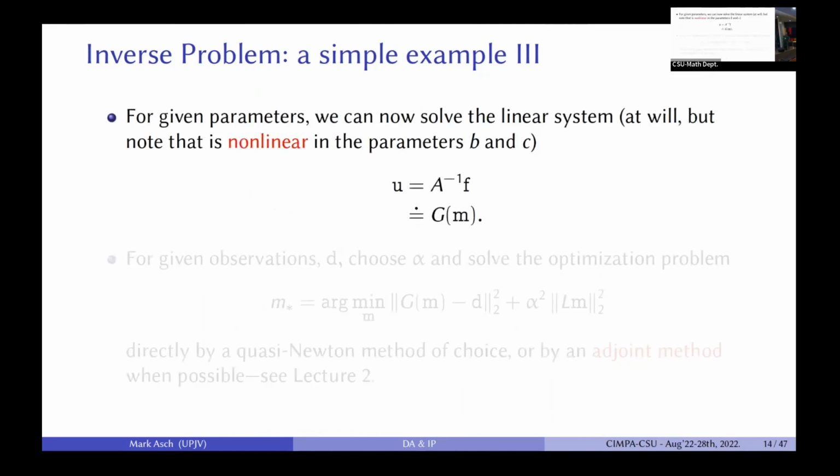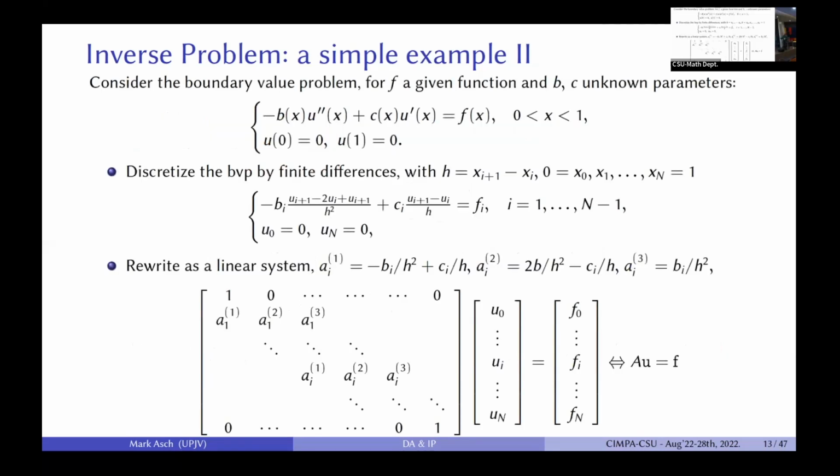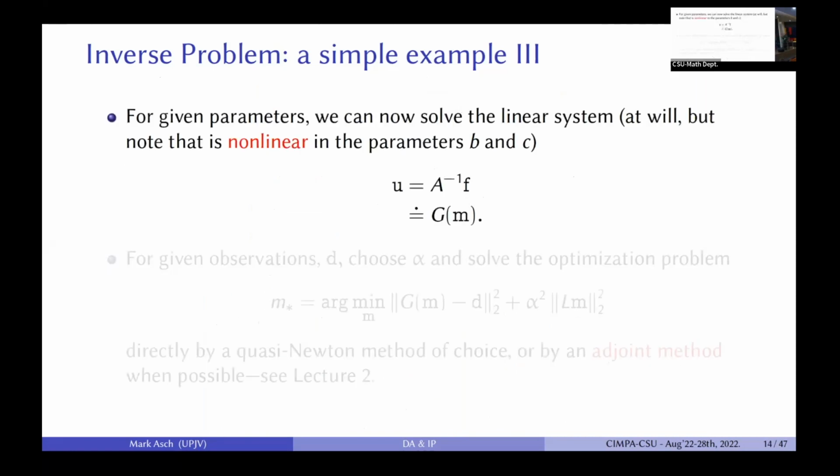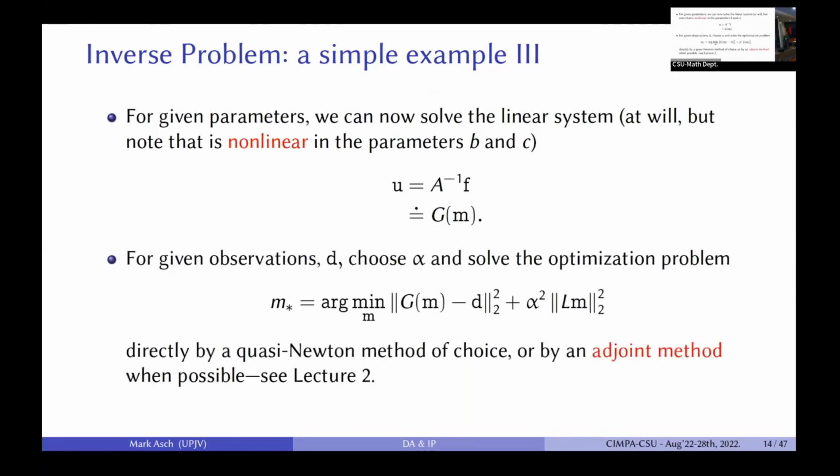The problem, as I said, is that for given parameters, we can solve this linear system, but note that now it's going to be nonlinear. If we can calculate the inverse of this matrix, what was a linear problem in the direct problem becomes nonlinear in the inverse problem, because the inverse is going to be a nonlinear function of A, and not a linear function. So immediately I get a nonlinear problem, right? Okay. So for given observations, I'm going to choose alpha and solve this minimization problem.